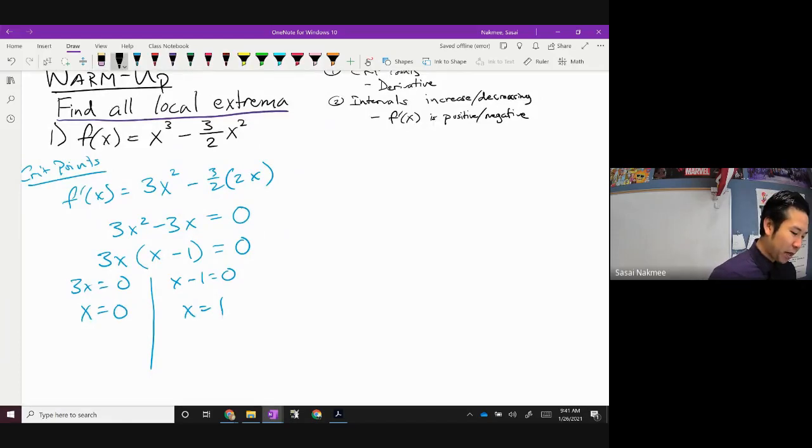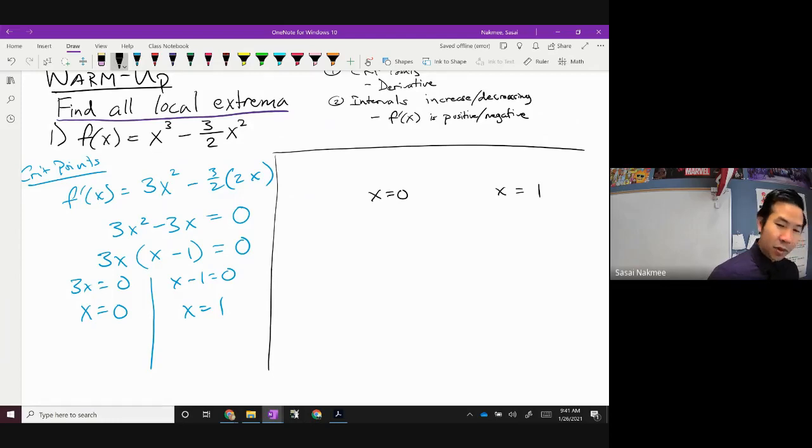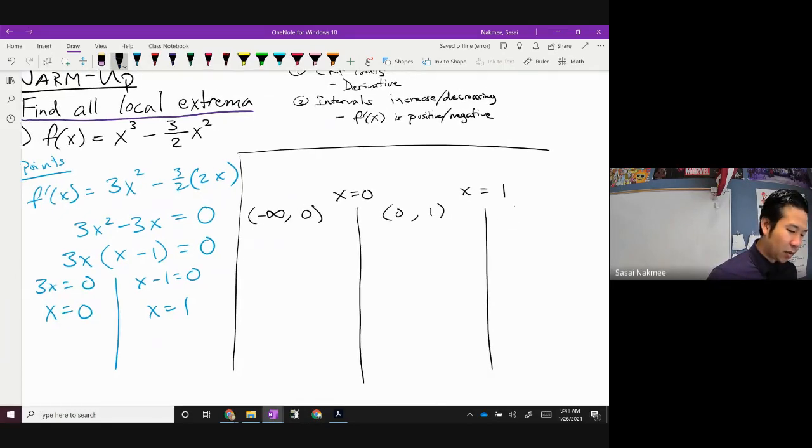So I'm going to go ahead and set up my intervals here. My first critical point is at x equals 0. My second critical point is at x equals 1, right? Which gives me 3 intervals to deal with. First interval is from negative infinity all the way up to 0. The interval that's between the two is from 0 to 1. And the last interval that we're dealing with is from 1 to infinity.